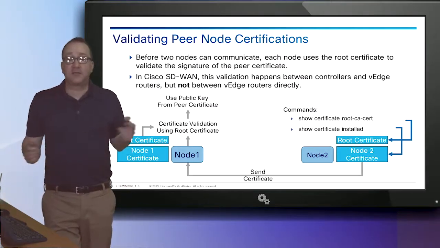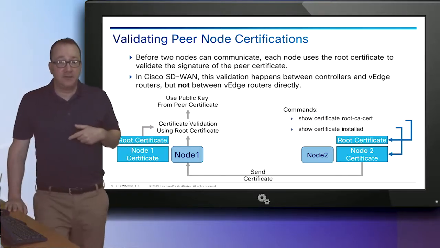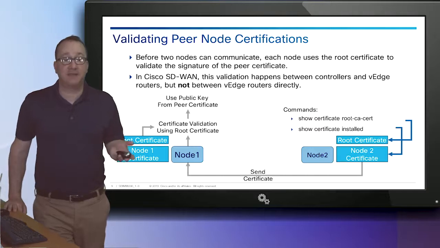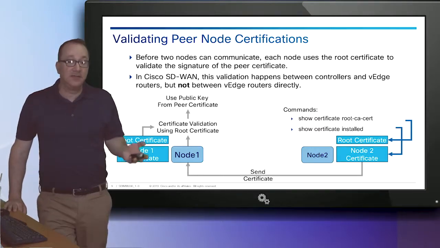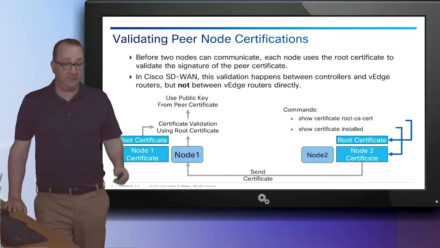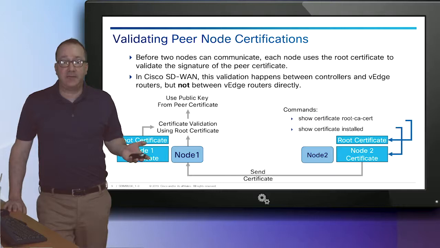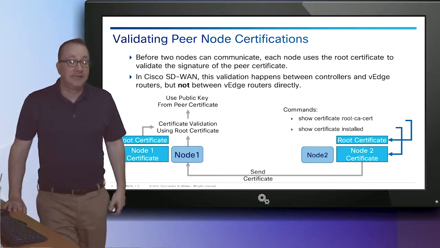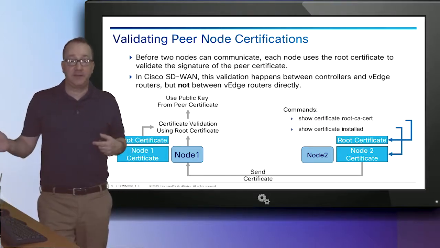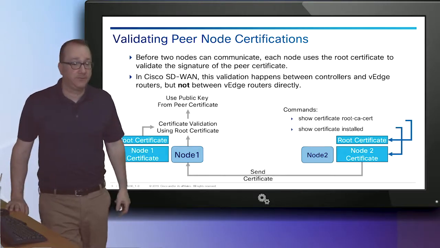Now, before the two nodes can communicate, each node must possess the certificate of the peer node. The peer certificate was signed by the same root CA that the node has locally. Therefore, the node uses the root certificate to validate the signature of the peer certificate. If that signature is correct, the node uses the public key included in the peer certificate.